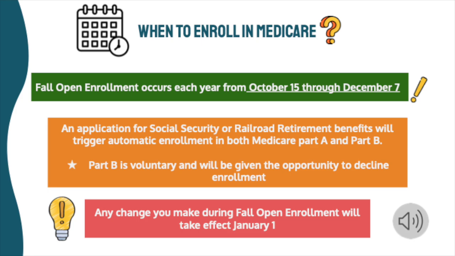So, when should you enroll in Medicare? Fall open enrollment occurs each year from October 15th through December 7th. An application for Social Security or Railroad Retirement benefits will trigger automatic enrollment in both Medicare Part A and Part B. I wanted to note that Part B is voluntary, and you do have the opportunity to decline enrollment. Any changes made during fall open enrollment would take effect January 1st.